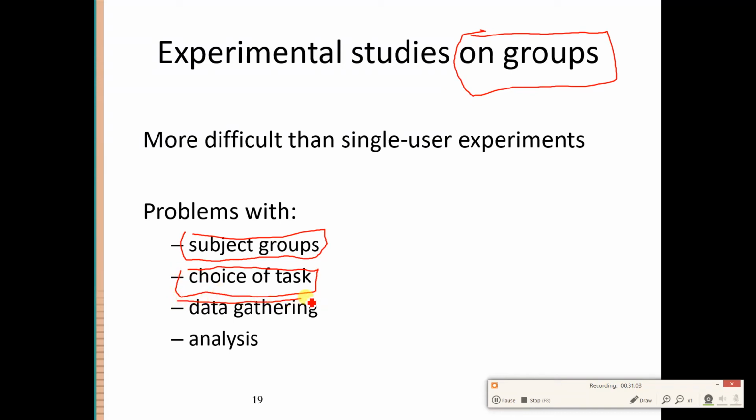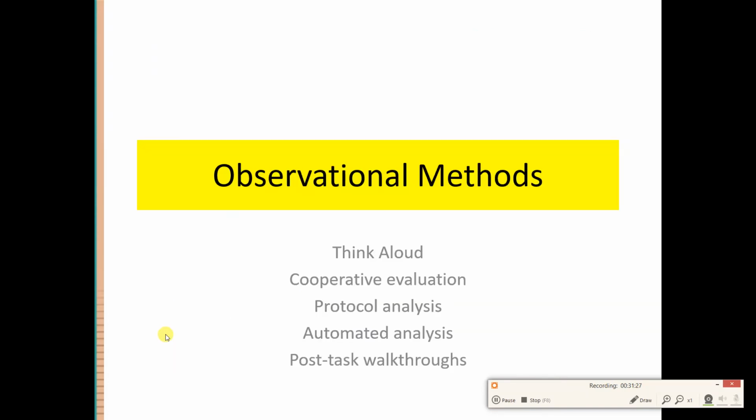Data gathering between the people can be difficult, because this is not an individual person. Collecting data from many people is going to be difficult. And then analysis can be difficult, because the people in the group may have a different understanding, they may have a different idea, and their experience in the experiment can be different. So analysis can be difficult.